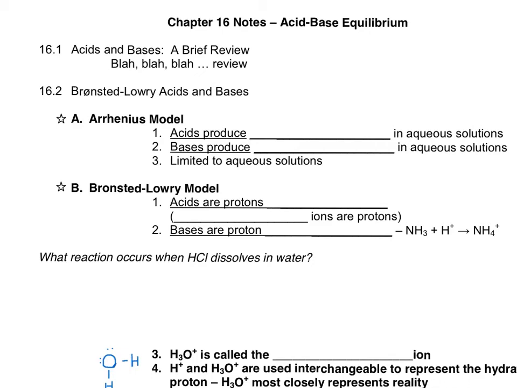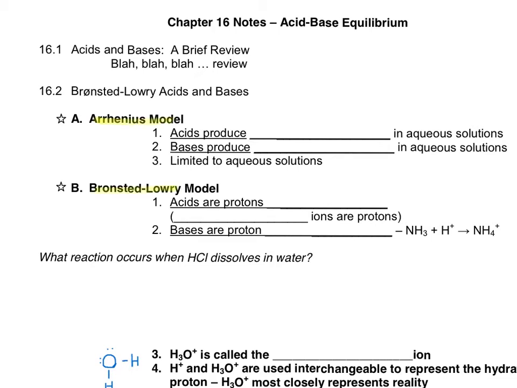Alright guys, in chapter 16 we're going over acid-base equilibrium. We start out by looking over definitions of acids and bases. There are three major definitions of acids and bases. The first two that we're going to look at are the Arrhenius definition and the Bronsted-Lowry definition.